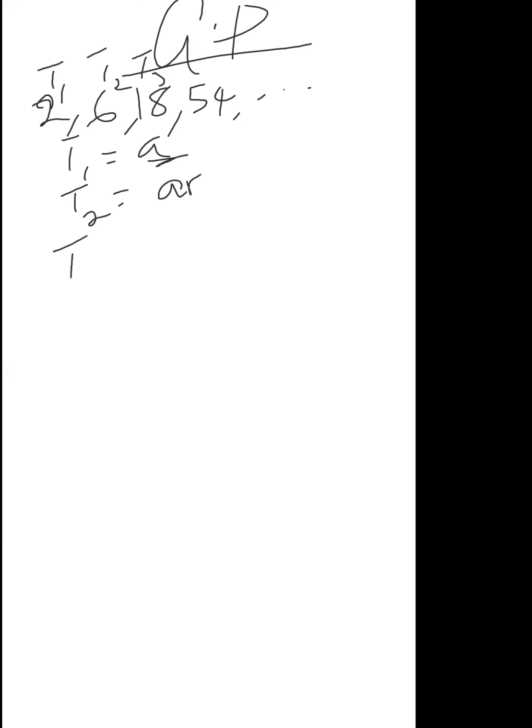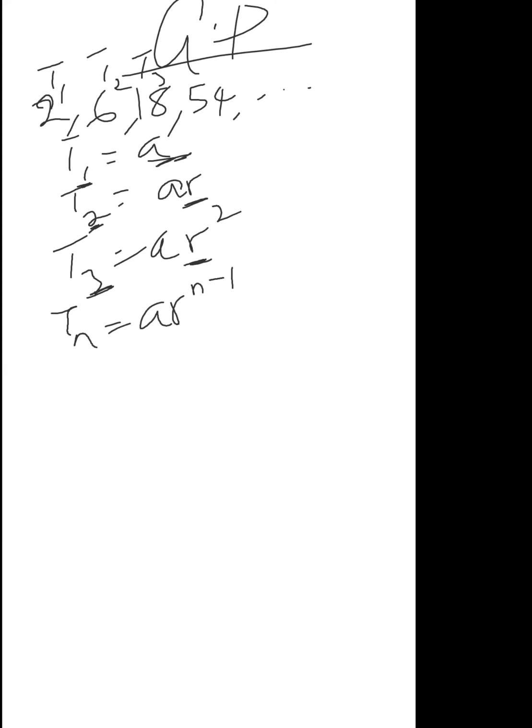So T3 will be equal to what? AR squared. Just like in AP. When this one is 1, this one has no R at all. When this one is 2, this one has R raised to power 1. When this one is 3, this one has R raised to power 2. So it means when I'm having n, I'm going to have AR to the n minus 1. So that is how we do that.